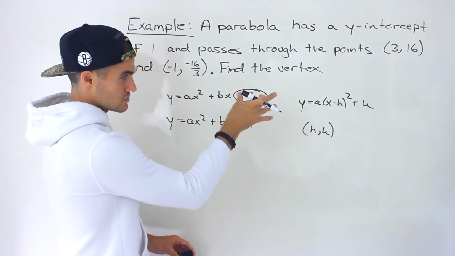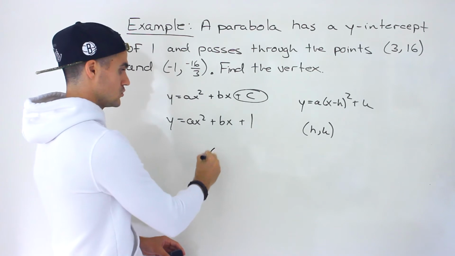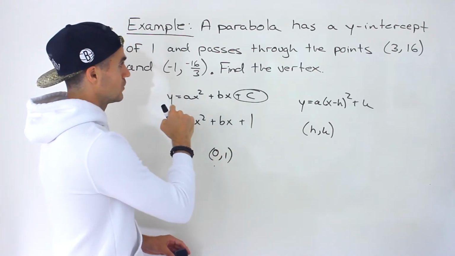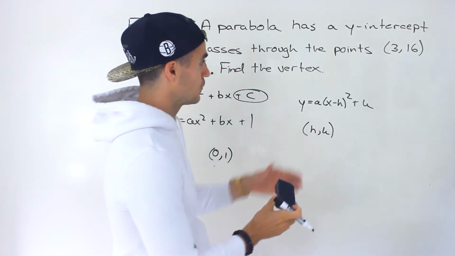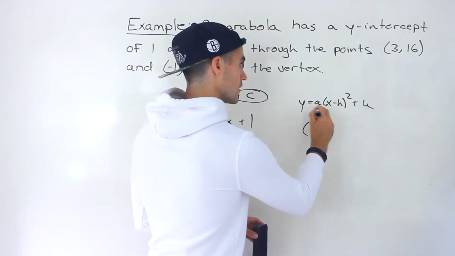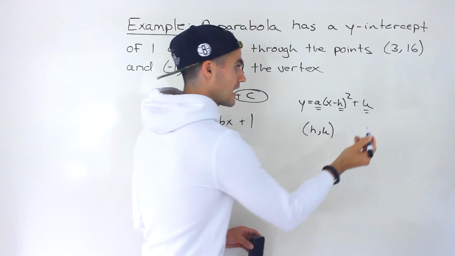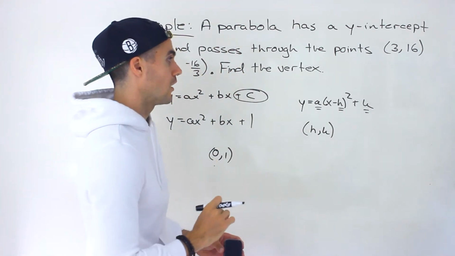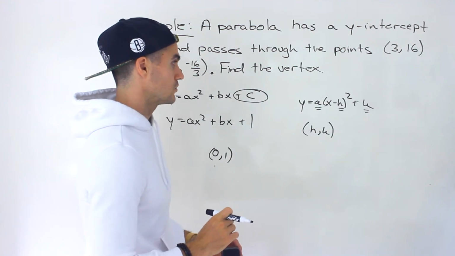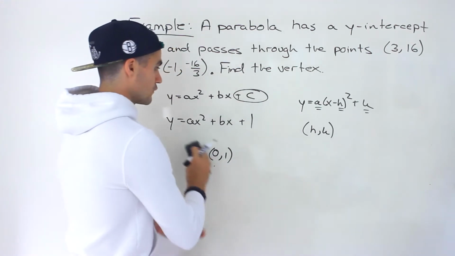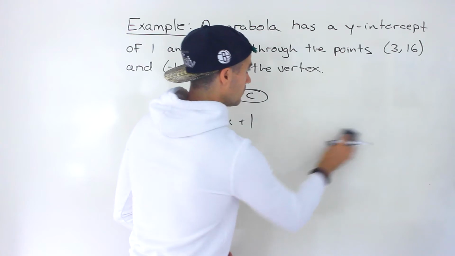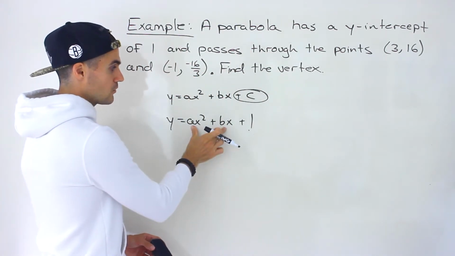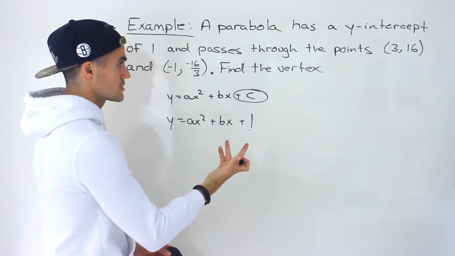In order to use that, we would have to use the full coordinate (0, 1), and then (3, 16) and (-1, -16/3), and we would have 3 unknowns to solve for: the a value, the h value, and then the k value. So it would be more algebra. You can do it that way if you want to, it's just going to take you a little longer. Versus here, with the standard form, that y-intercept of 1 we can just plug in right away, and now we only have 2 unknowns to solve.